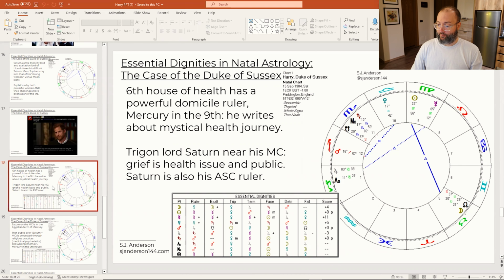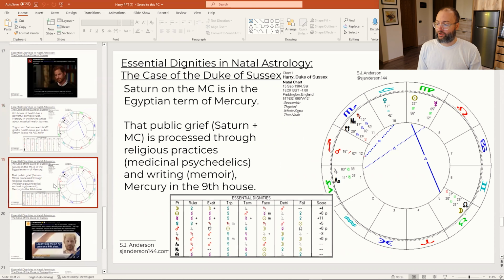Okay, it's just beautiful. Let me see, there's one more slide here. So Saturn on the MC is in the Egyptian term of Mercury. And you can see it here in Solar Fire, it gives this very nice chart. You just go to Saturn.